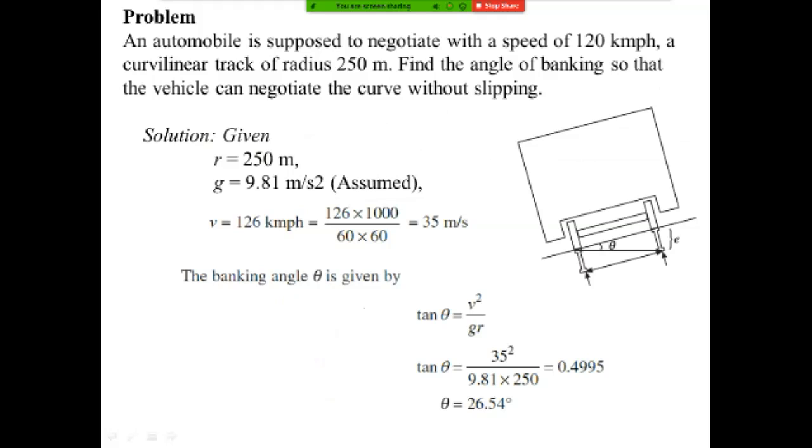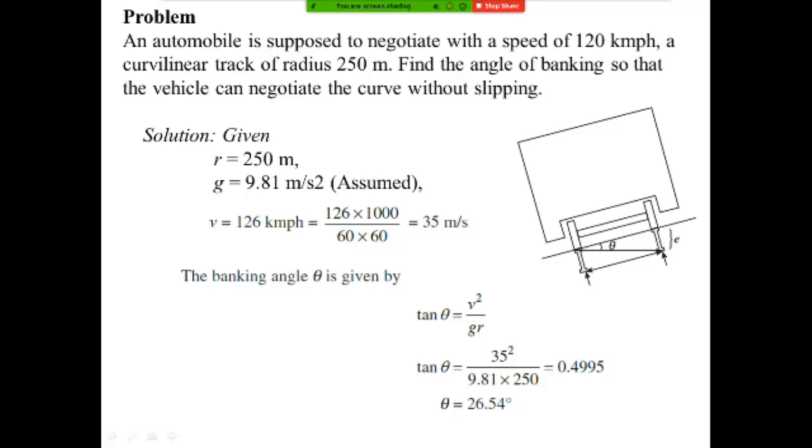An automobile is supposed to negotiate, with a speed of 120 km per hour, a curvilinear track of radius 250 meter. Curvilinear is like this curve. Find the angle of banking so that the vehicle can negotiate the curve without slipping. Okay, angle of banking is nothing but super elevation.